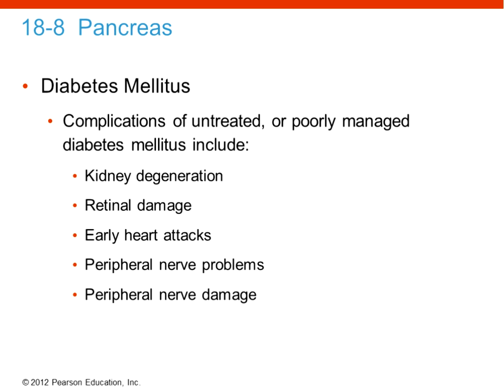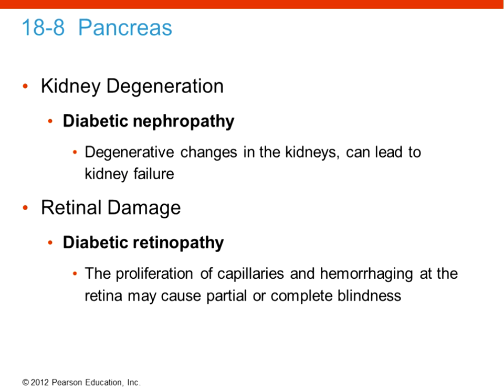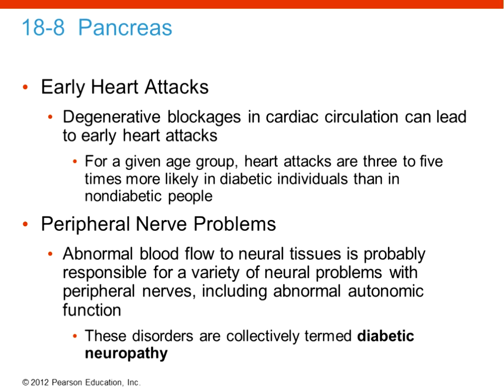Now, if you get diabetes, you're going to see many complications, unfortunately, if your diabetes is not managed properly. It could be kidney degeneration, retinal damage, heart attacks, peripheral nerve damage. We call the kidney degeneration diabetic nephropathy, right, where you see retinopathy damages, where you see hemorrhaging of the capillaries, which can damage the tissue. Early heart attacks because of blockages in the cardiac circulation.